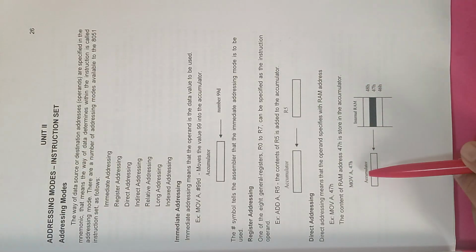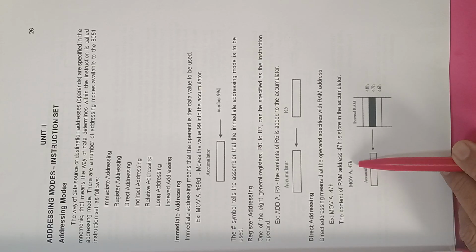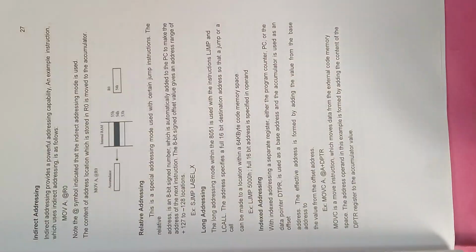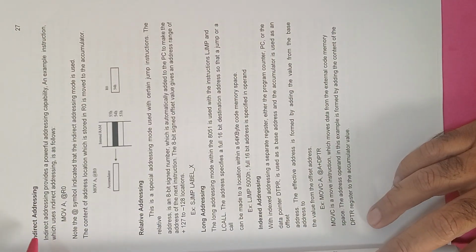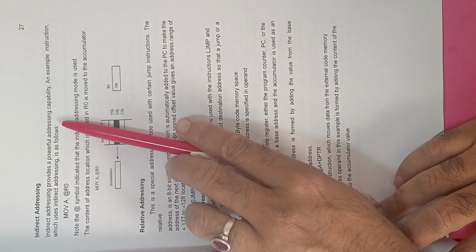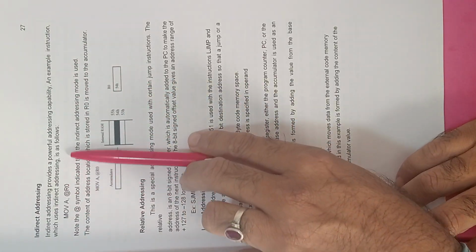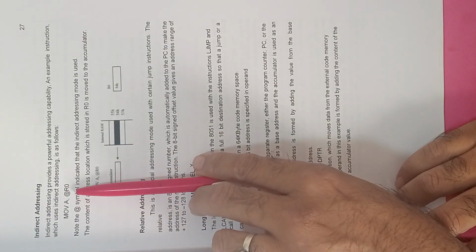Here we are storing from the internal RAM address 47H into A. Now these three are different: first is the data address, second is the register address, third is the RAM address. Now fourth is indirect addressing. Indirect addressing provides a powerful addressing capability. An example instruction which uses this addressing is as follows: MOV A, @R0.